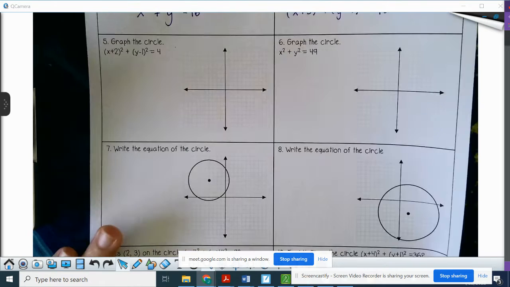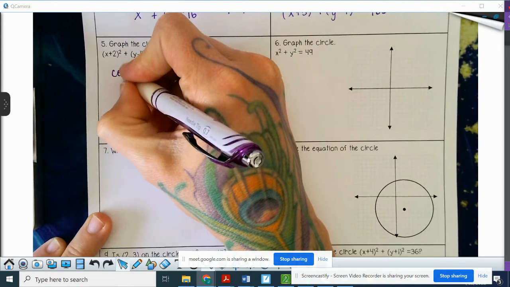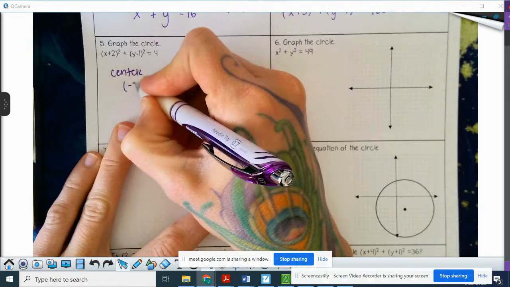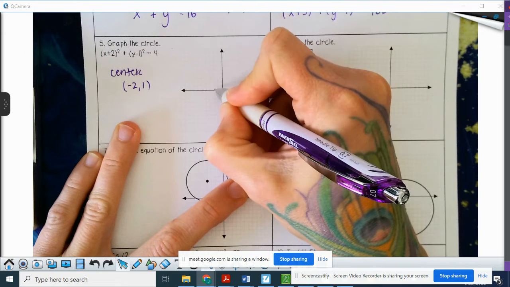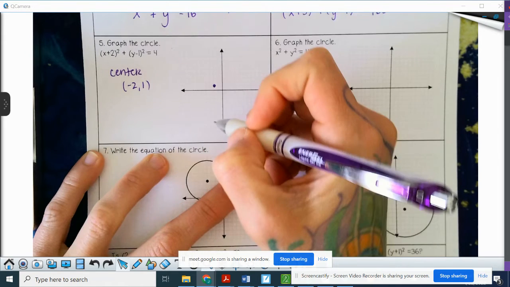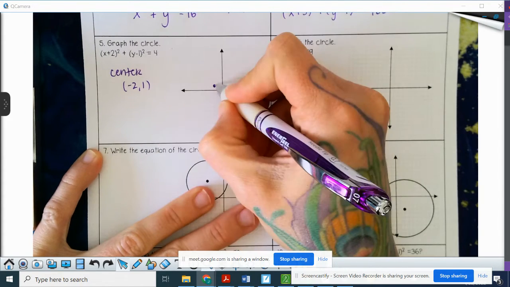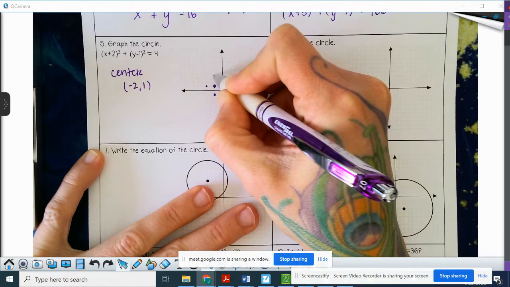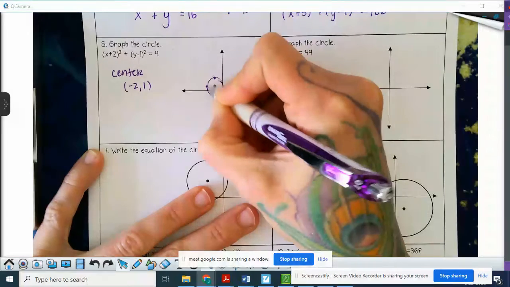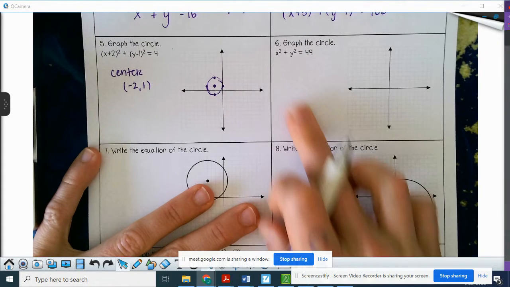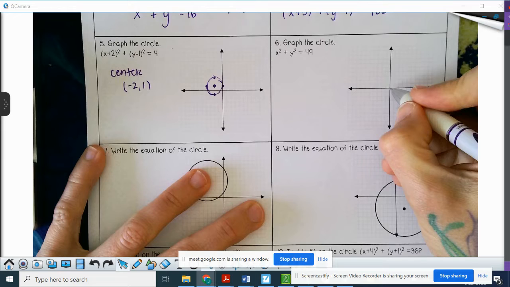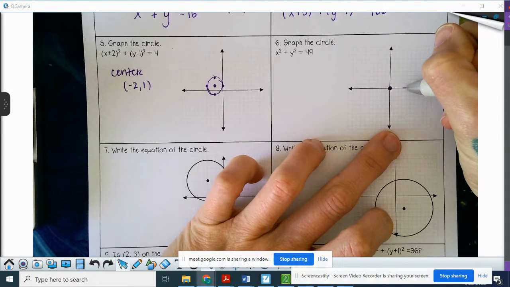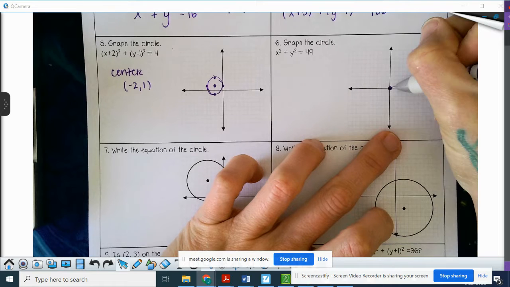Graph the circle. Again, you just need to know your center, and in this case, it's going to be negative 2, positive 1. So we're going to go over 2, up 1. Our radius is 4, so we're going to take the square root of that 4, and that's going to be 2. Then it should be just a circle. Then, of course, this one's 0, 0 for my center. 49, the square root of 49 is 7, so I'm going to go 1, 2, 3, 4, 5, 6, 7, up 7.